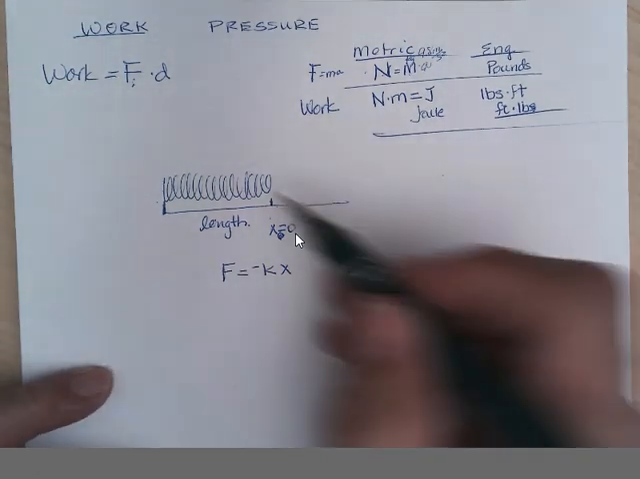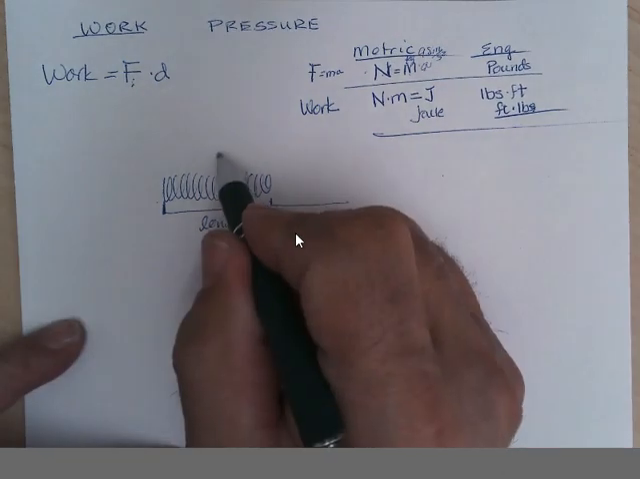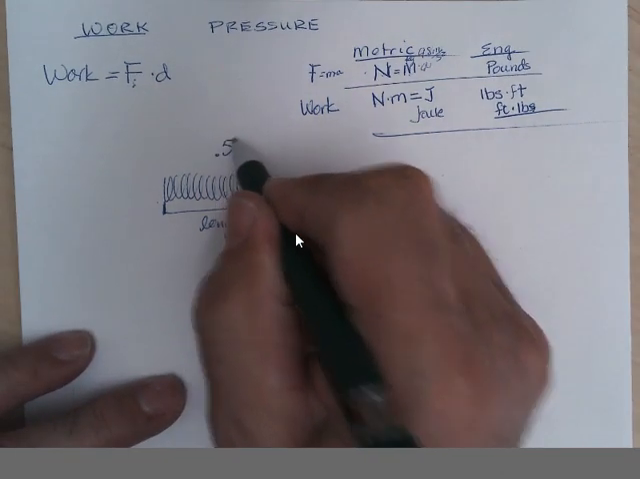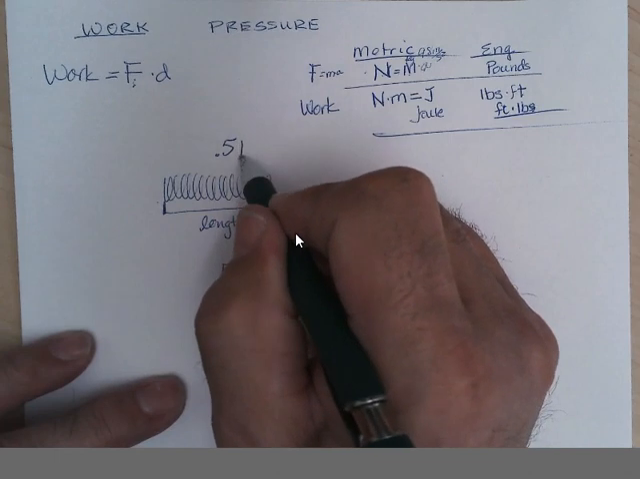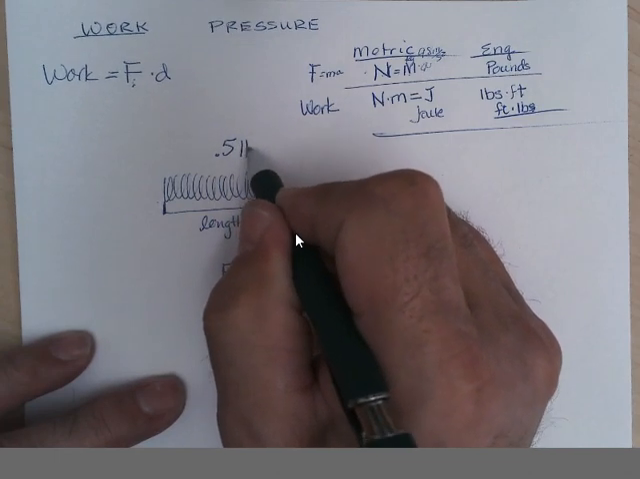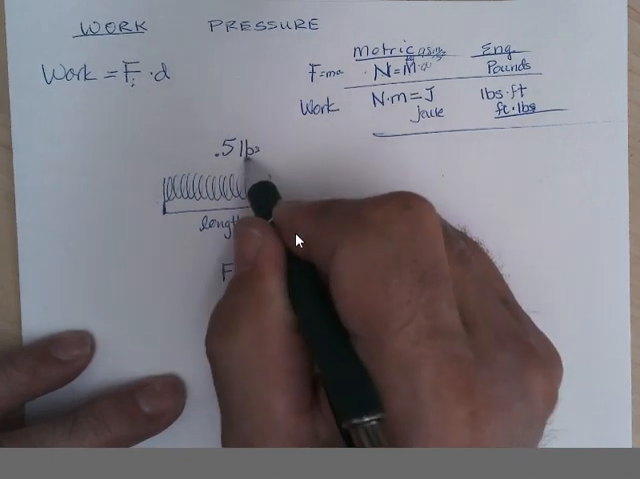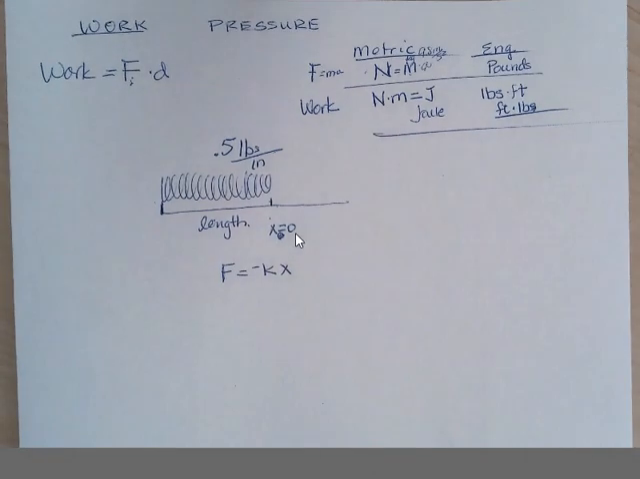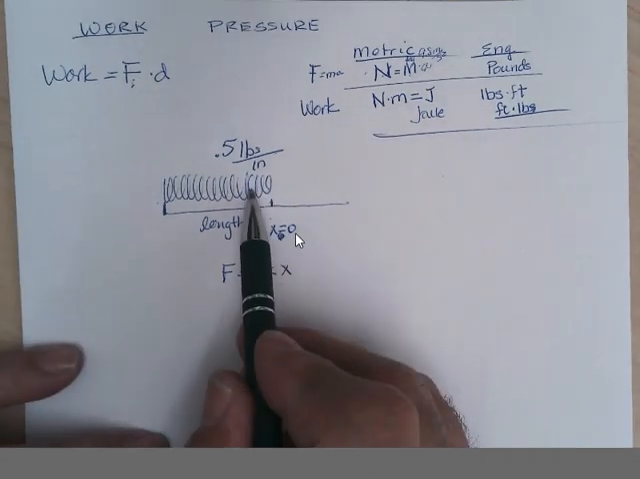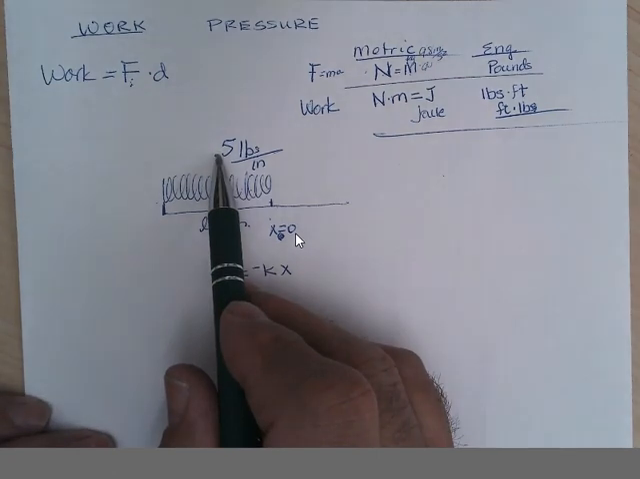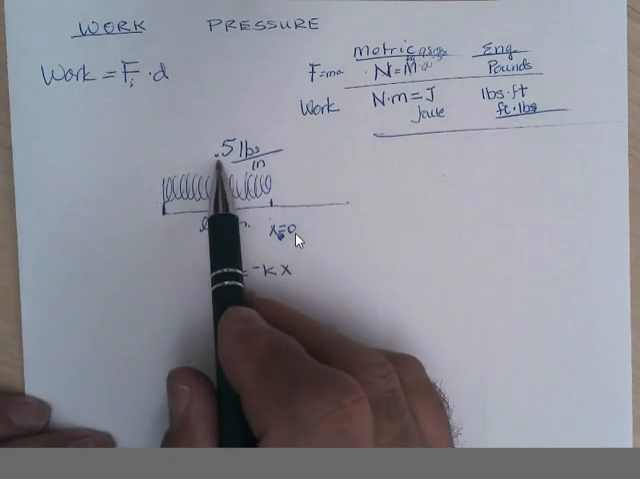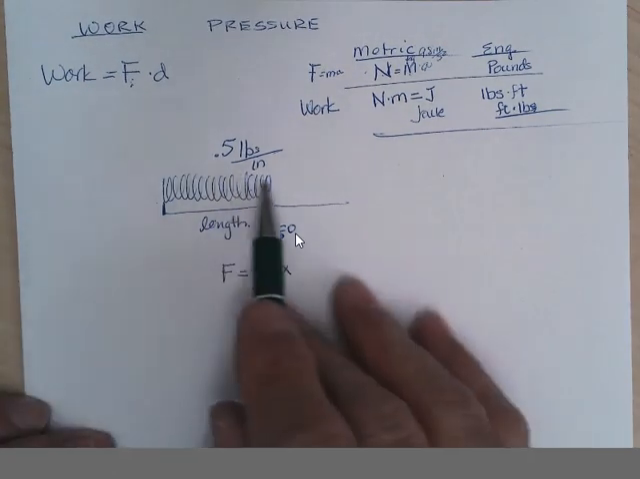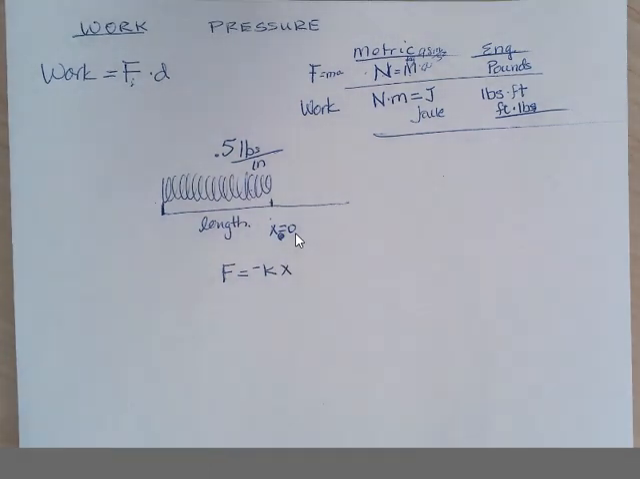So, if I have a spring that has a spring constant, let's say, of 0.5 pounds per inch, if I compress it an inch, it takes half a pound to do it. To compress it 2 inches, it takes a full pound. Or to stretch it, same kind of thing.